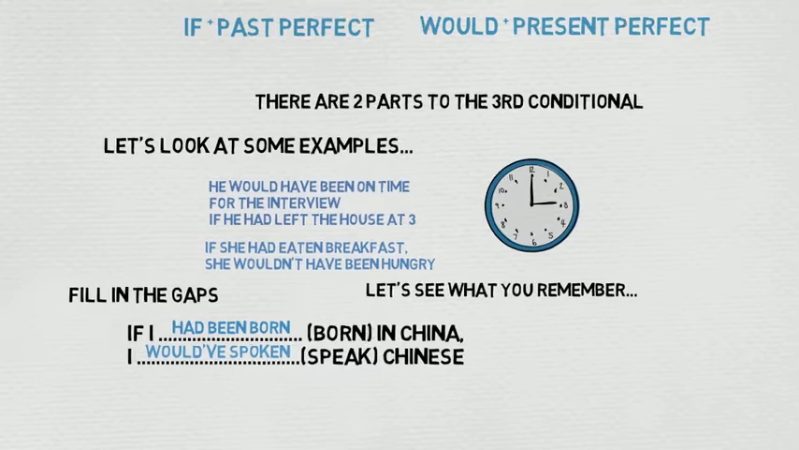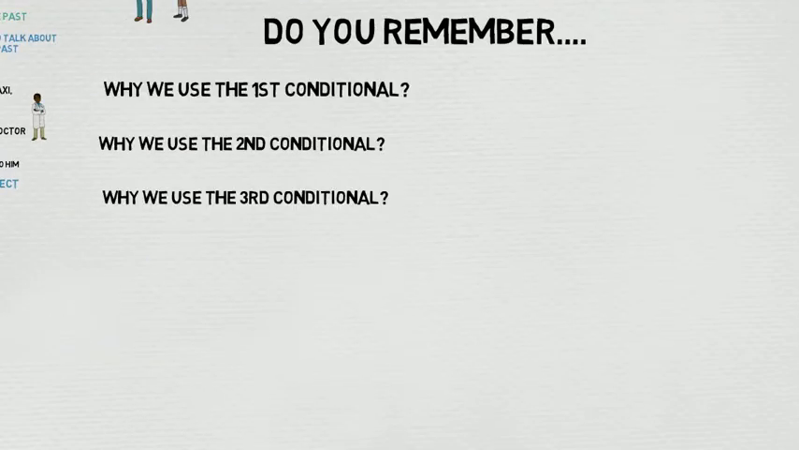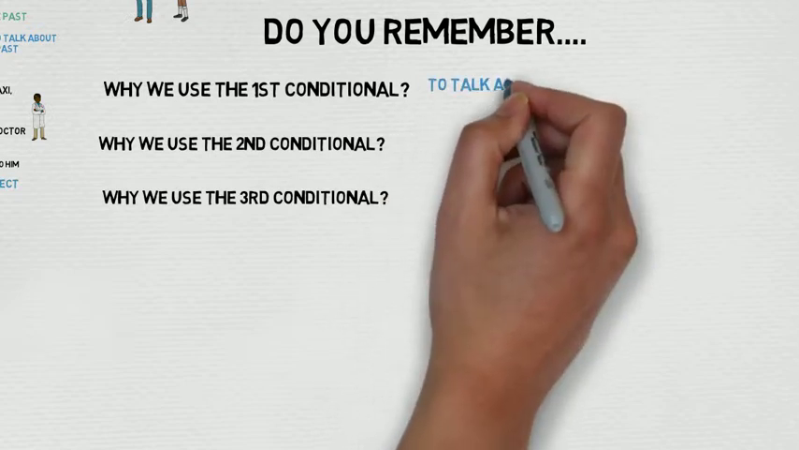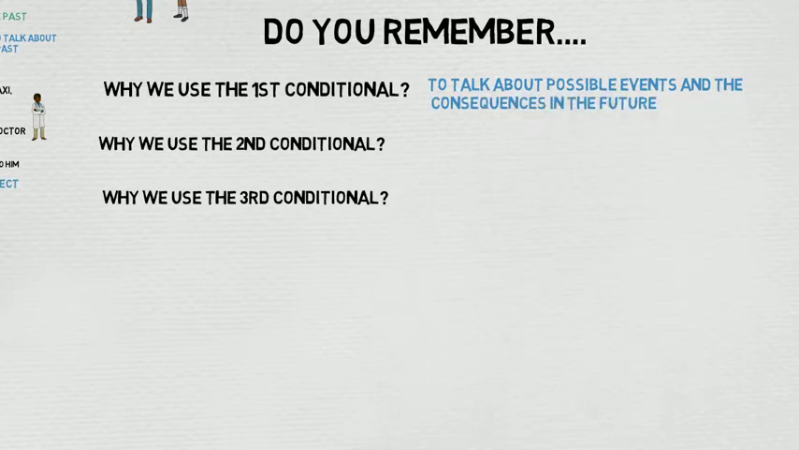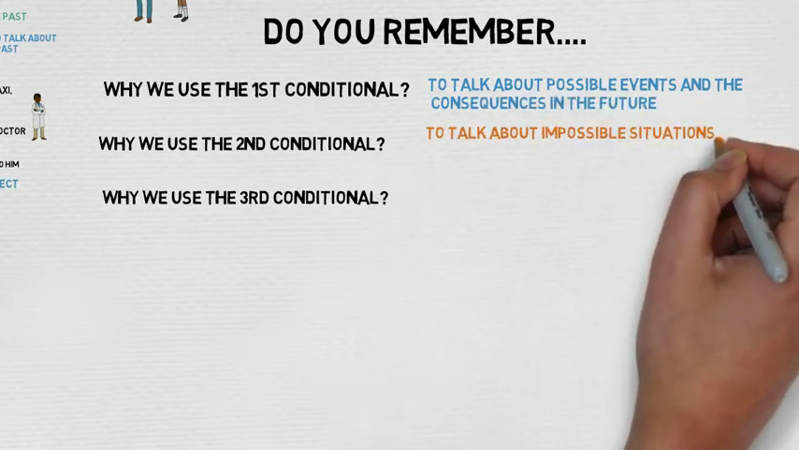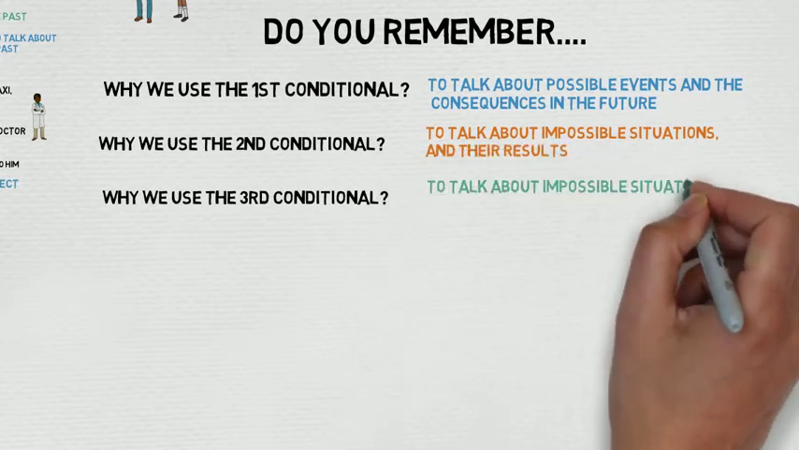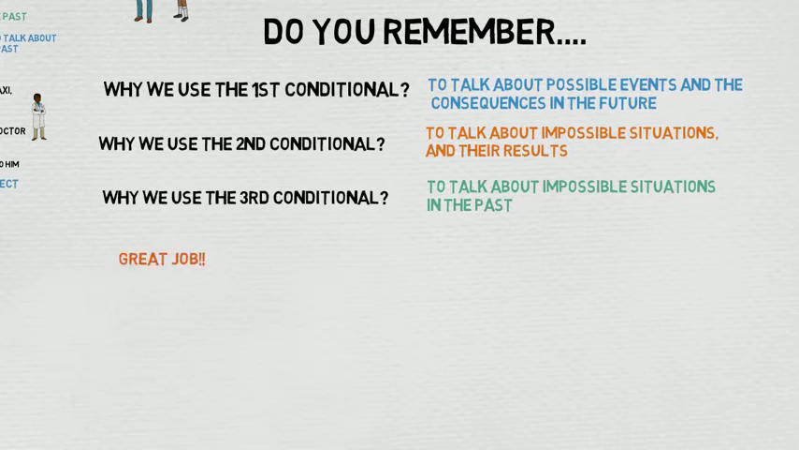Okay, let's see what you remember. So, do you remember why we use the first, second, and third conditionals? So the first to talk about possible events and the consequences in the future. The second to talk about impossible situations. And the third to talk about impossible situations in the past.